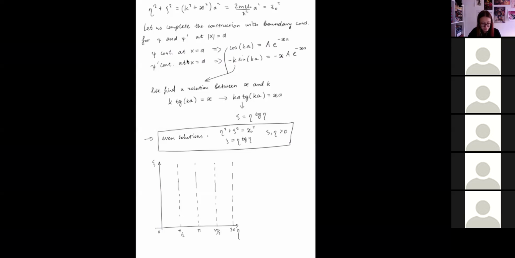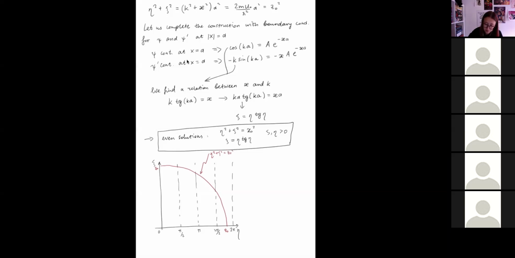So the first equation, which is eta squared plus psi squared equals z0 squared, for eta bigger than 0 and psi bigger than 0, just describes 1/4 of a circle with a radius z0. So suppose it goes like this: z0, z0. So this is eta squared plus psi squared equals z0 squared.